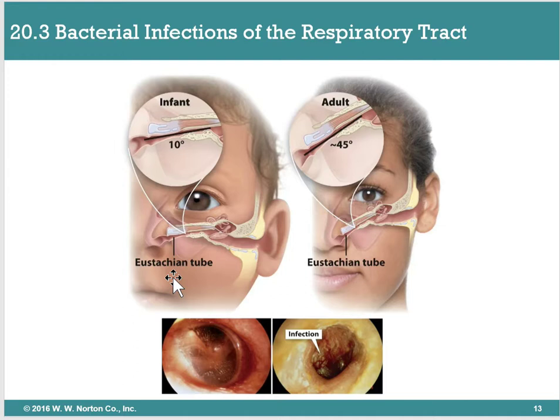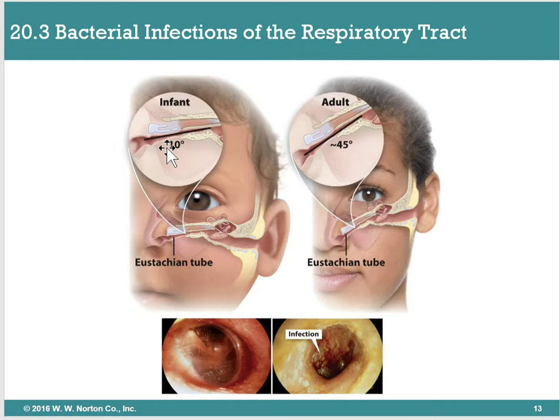This has to do with the E-tube. Whenever you're a child, it doesn't have a very good angle. It's only 10 degrees, so it's almost a flat line. That means there's not a lot of drainage happening. Your body's always trying to get rid of stuff, always trying to clear it out, but the tube is smaller and almost completely horizontal, so it makes it very, very difficult to drain.